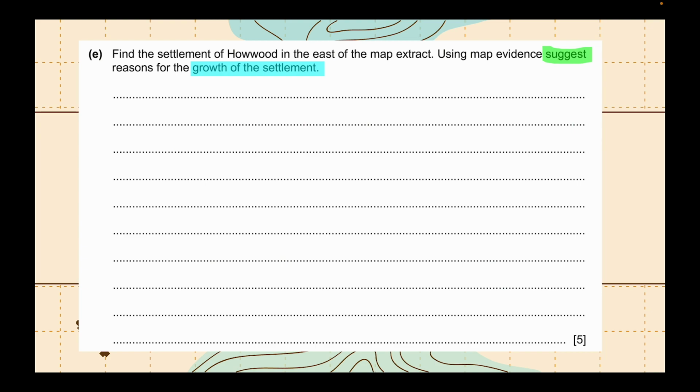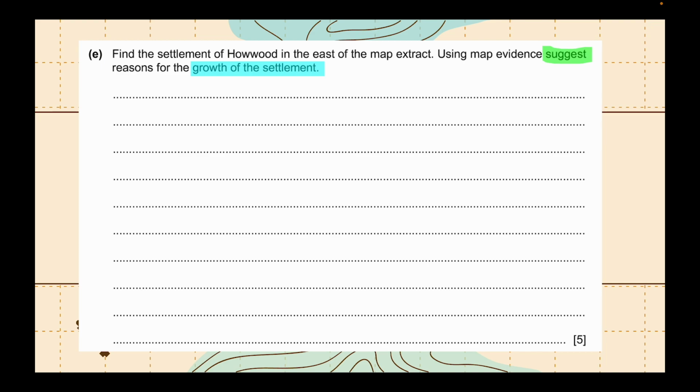Okay, so moving on from the previous questions. I know the title of this session is describing, but I'm just tagging this onto the end. This is a suggest type question, so a little different, but again I'll show you some approaches on how to tackle it. Firstly, find the settlement of Howard in the east of the map extract. Using map evidence, suggest reasons for the growth of the settlement.